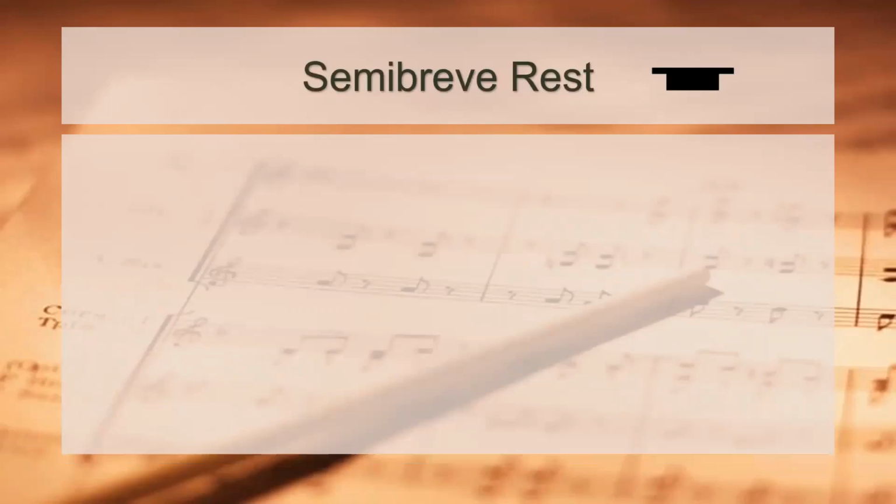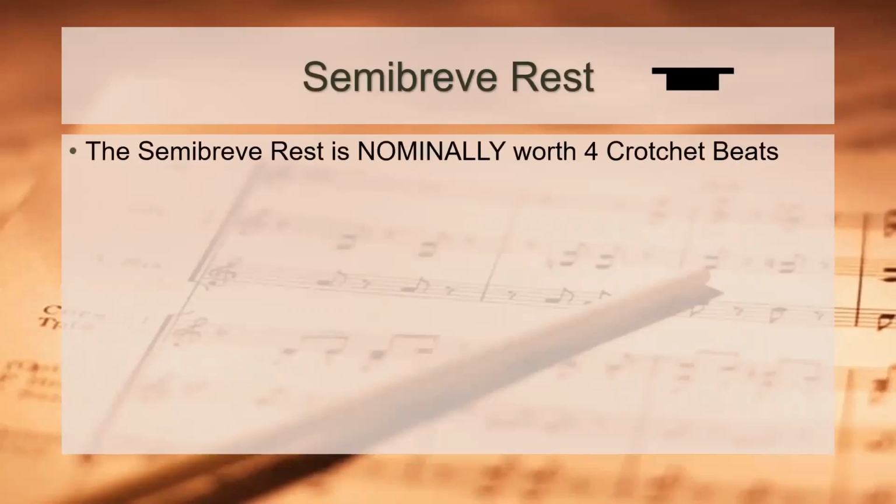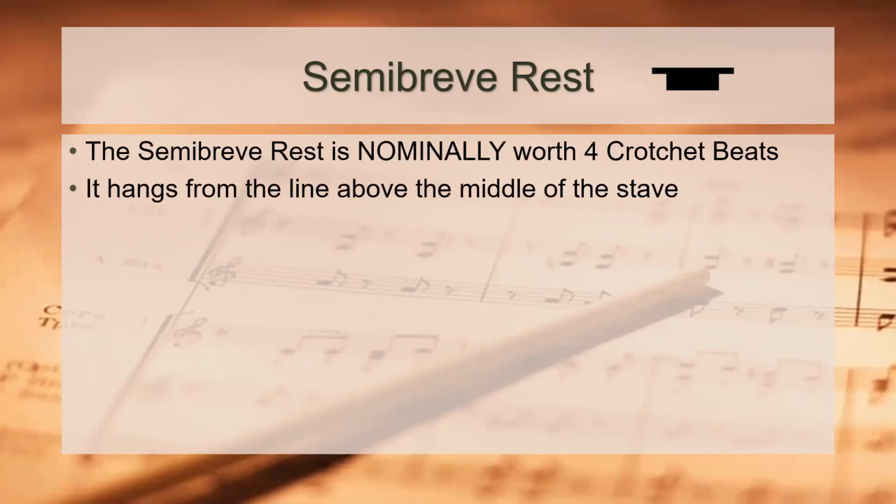Now we're on to the semi-breve rest, which is nominally worth 4 crotchet beats. There is a reason I have put nominally, as you will find out in a minute. It hangs from the line above the middle of the stave. There it is. Hanging from the line above the middle of the stave, that is a semi-breve rest in a 4/4 time signature and indicates that we rest for 4 beats. All 4 beats in that bar are a rest.